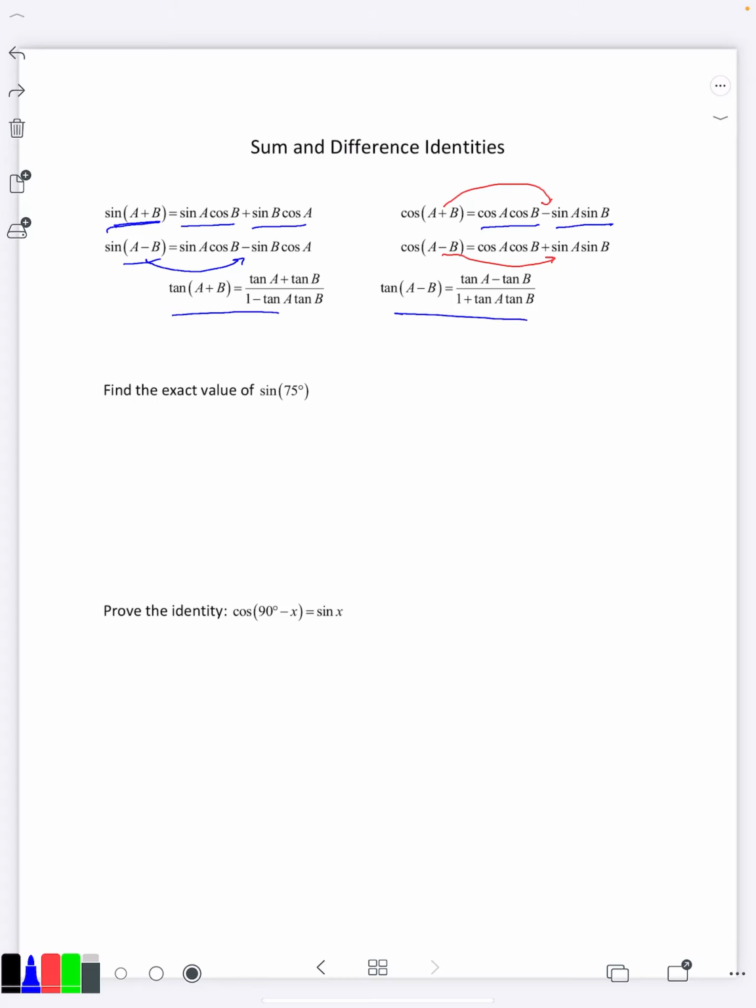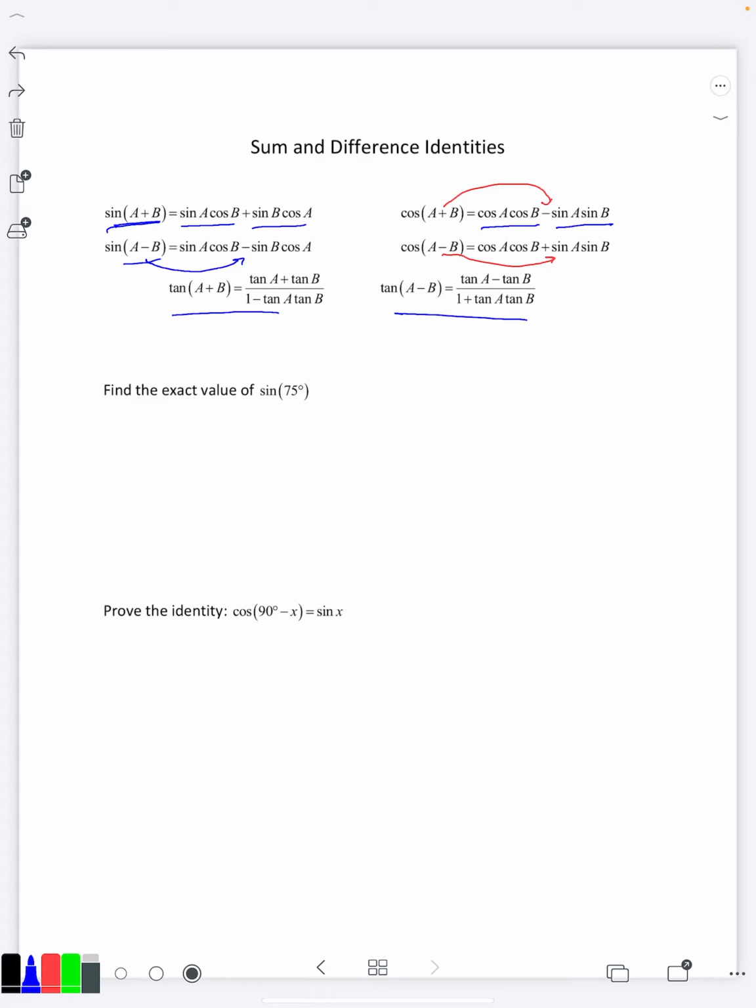I'll go ahead and give them there, but we don't really use them that often. But if you have tangent of a sum of two angles, you get this fraction, tangent of the first angle plus tangent of the second angle over 1 minus tangent of the first times tangent of the second. And then you get to play around with your minus signs and plus signs on the A minus B identity there. So you might say, well, why do we care about these identities? Well, let's take a look at this first problem here. It says, find the exact value of sine of 75 degrees.